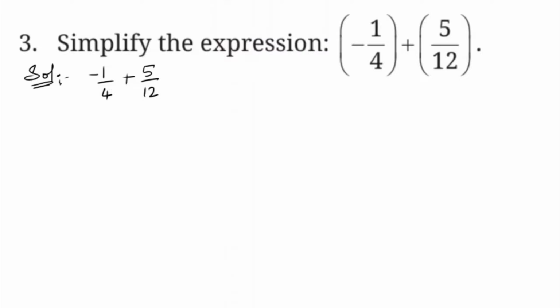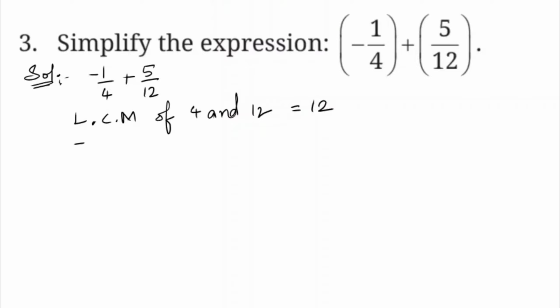If you see, the denominators are 4 and 12. So we need to take out the LCM of 4 and 12. So let us write down the LCM of 4 and 12. You know that in the 4 table you will get 12. So the LCM is 12.